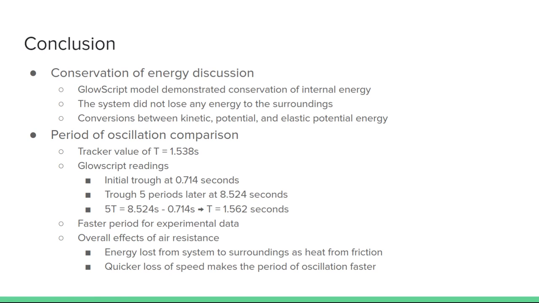So overall, the GlowScript model showed that energy was conserved, but in reality, some of that energy was lost from the system. Energy was lost from the system to the surroundings as heat.